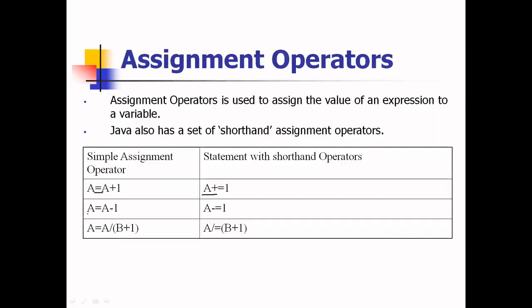One more example, just look at the second example, a = a - 1. The same thing can be written as a -= 1 in shorthand. We have one more example here. a = a / (b + 1) can be written as a /= b + 1. So when you have the same variable on the left side of an assignment and on the right side of the assignment, then you can go for a shorthand operator.